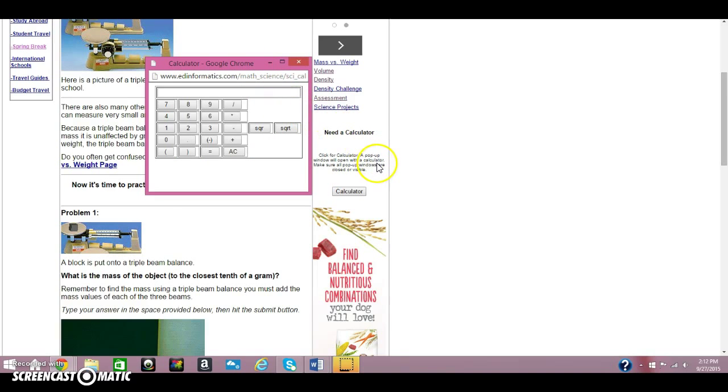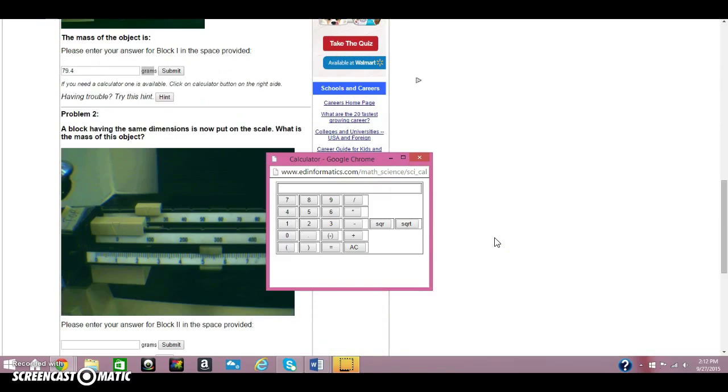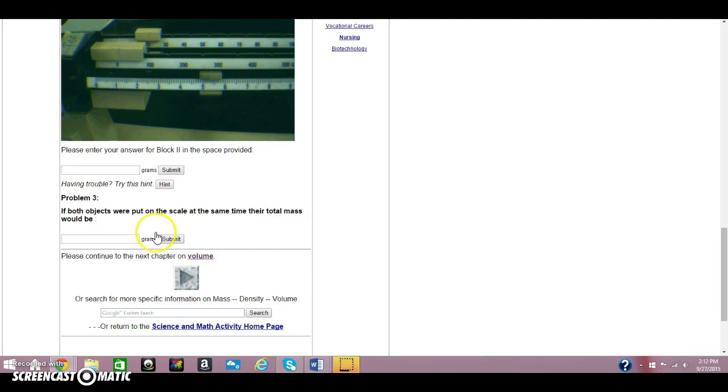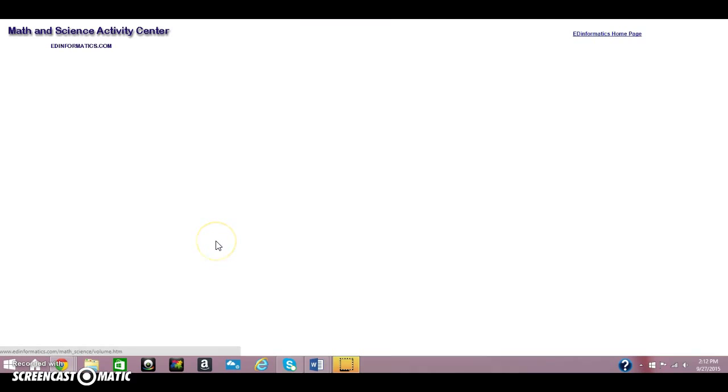A calculator is available for you. So you go in your calculator and you type in your numbers, 79.4 plus whatever your second block number is going to be, and then you hit equal and you have a total of the 2 blocks, and then you record number 3 right there and in your at-home journal. Okay, and then once you do all that, please continue to the next chapter on volume. Click on that and it will take you to the next page where they're going to be discussing volume.